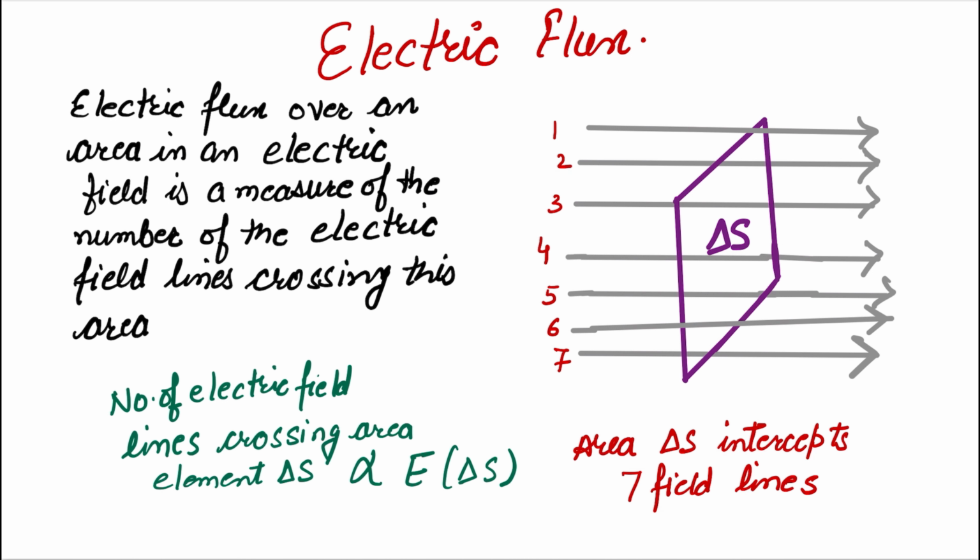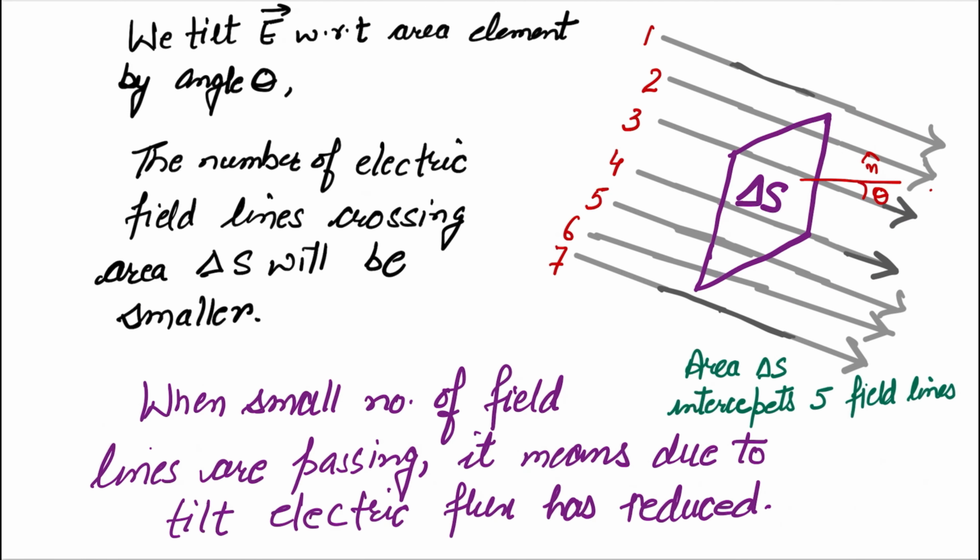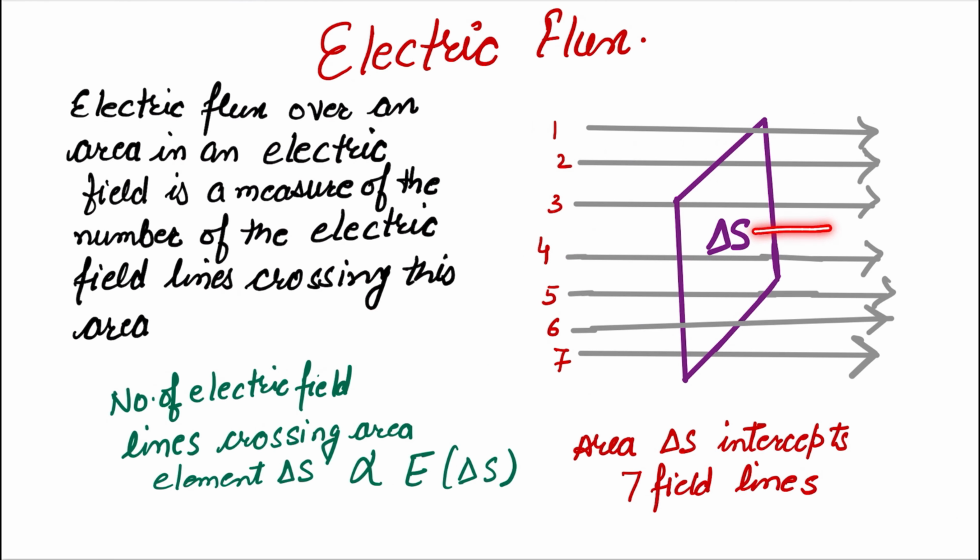So the number of electric field lines crossing the area element delta S will give you the electric flux. E is the magnitude of the electric field. Delta S is the area element. Now, if you tilt the electric field with respect to the area element, in this case, if I draw n cap here, the unit vector perpendicular to the area element, in that case, the electric field E and the unit vector n cap have an angle of 0 degree between them, right?